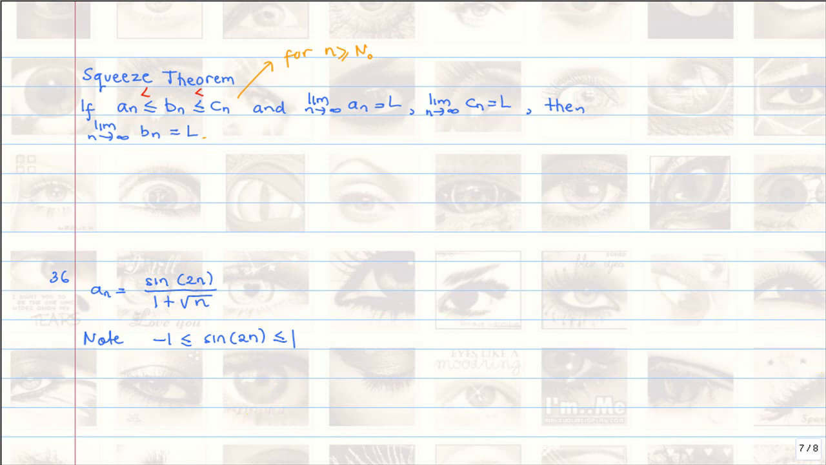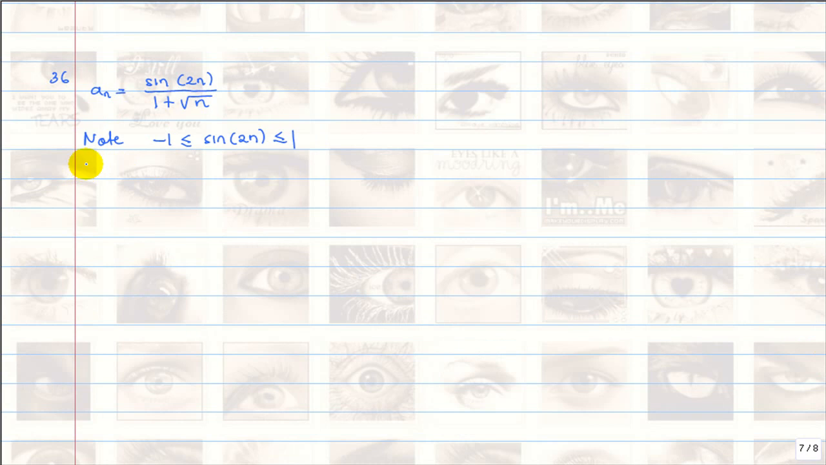Therefore, we have the following inequality. So if we divide all of them by 1 plus square root of n, then we have the following inequality: -1 over 1 plus square root of n is less than or equal to sine twice of n divided by 1 plus square root of n, which is less or equal to 1 over 1 plus square root of n. Okay, so now this acts as our a sub n, and this acts as our c sub n.